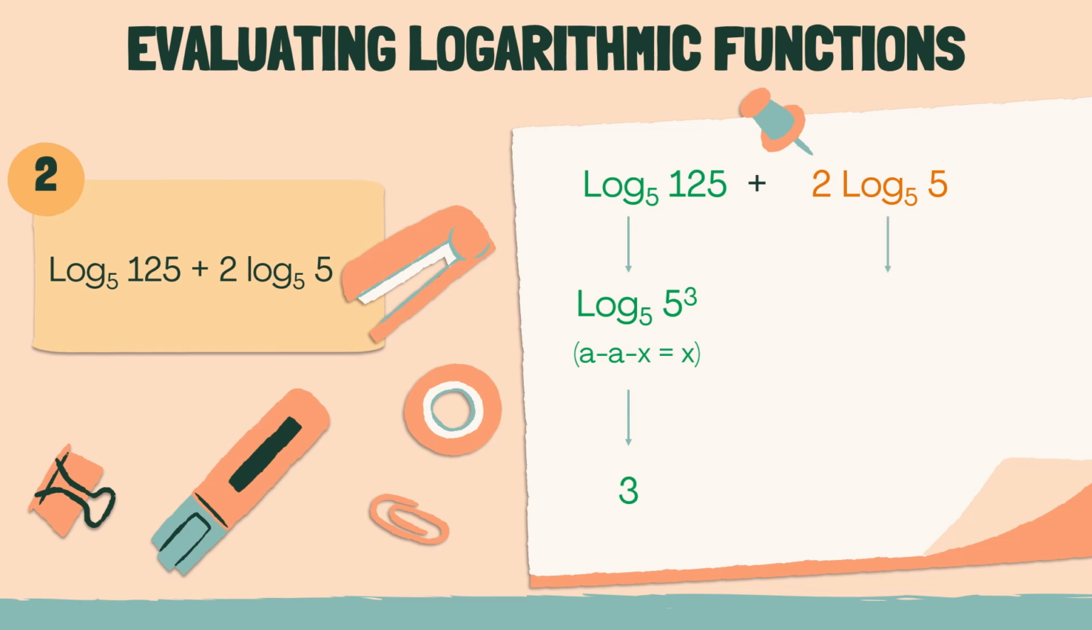It follows the logarithmic principle of a power. So, if it were to be changed, it becomes log base 5 of 5 squared. And again, applying the a^(log_a x) = x technique is the most appropriate technique to be used for this example. And so, the answer for that will be 2. Adding 3 and 2 sums up to 5, which is our final answer for this example.